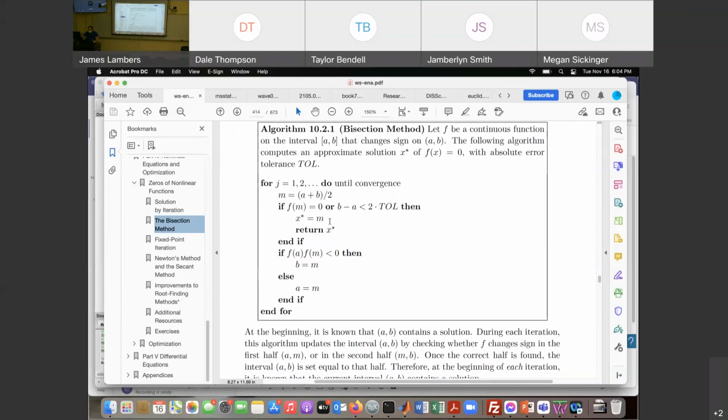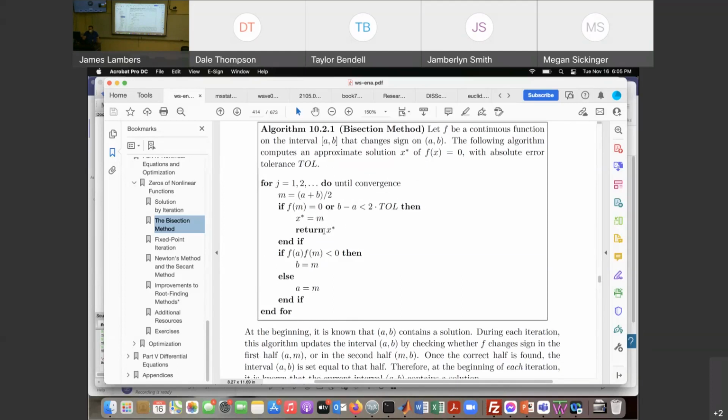You check if you can stop right away. For example, if the size of the interval over 2 is less than your chosen error tolerance, then you might as well stop there, because you know that you are within your chosen tolerance of the root. That's a tolerance of the absolute error. So the midpoint is close to a root, and you can stop and say x star is the midpoint.